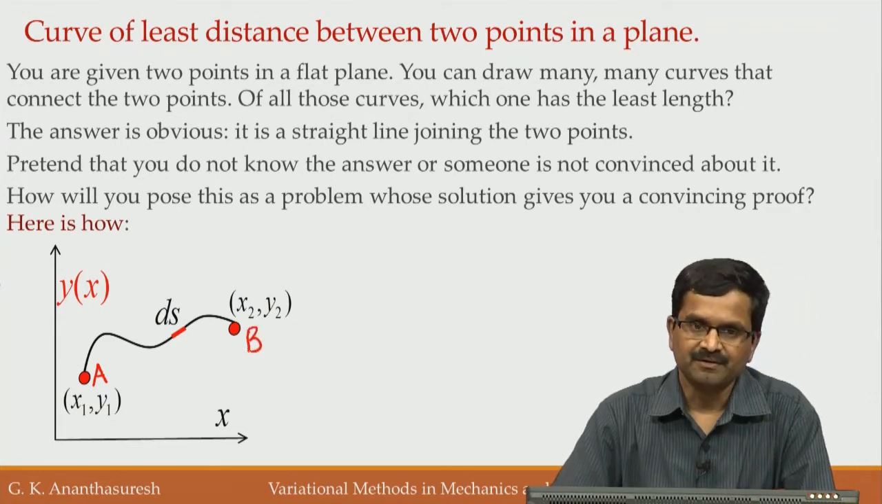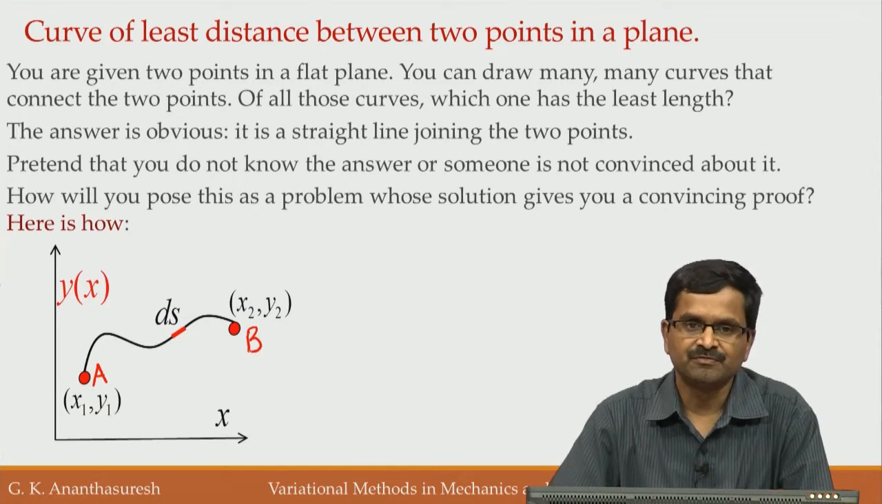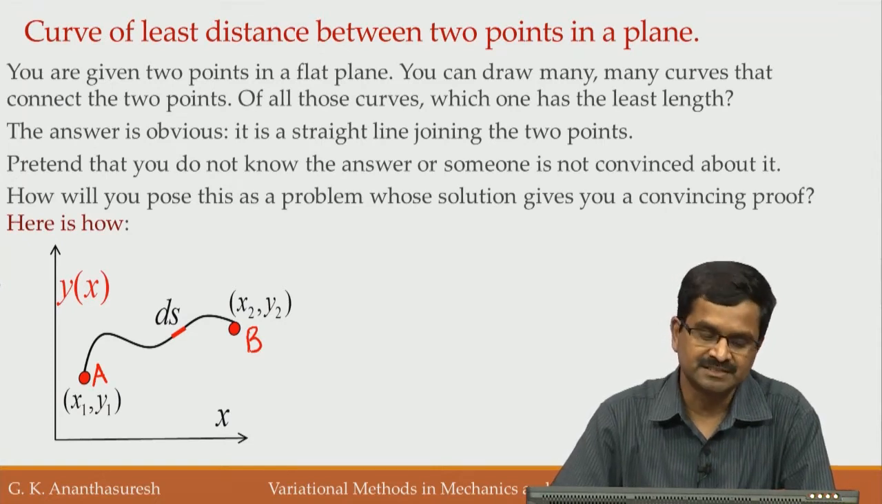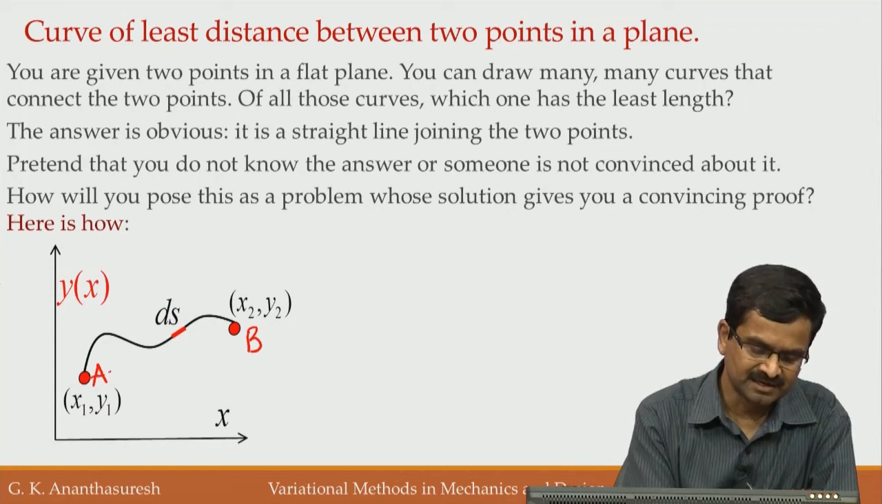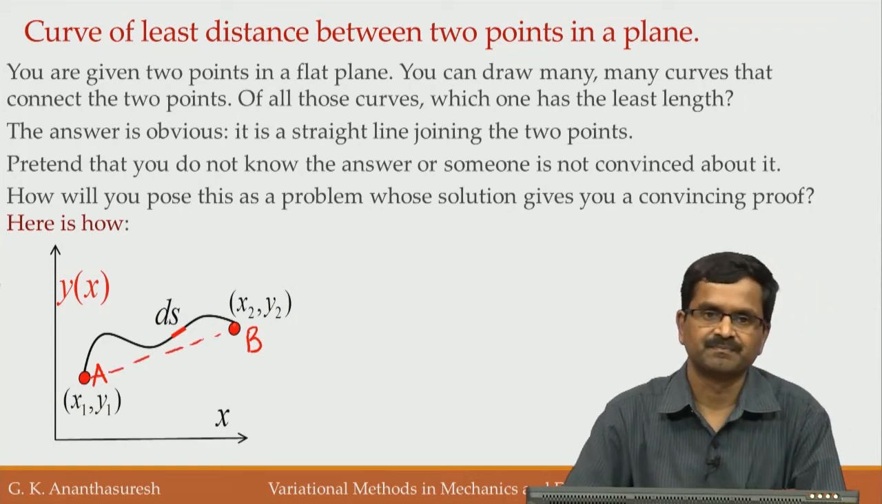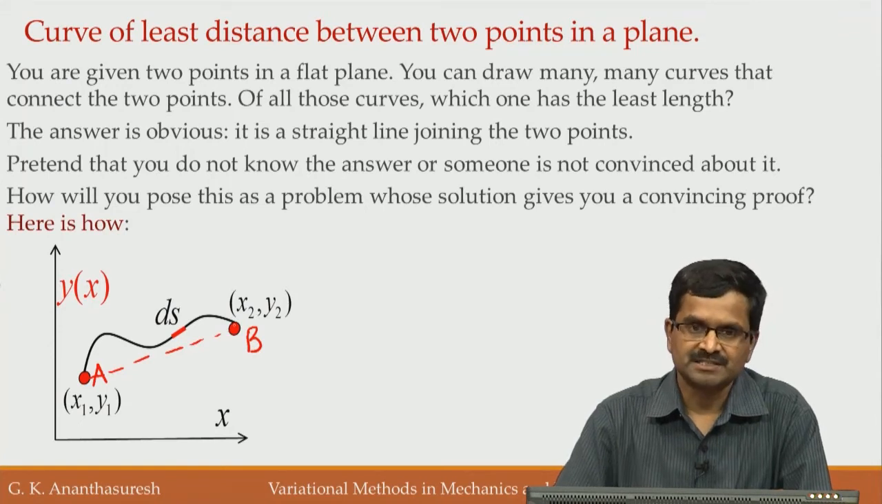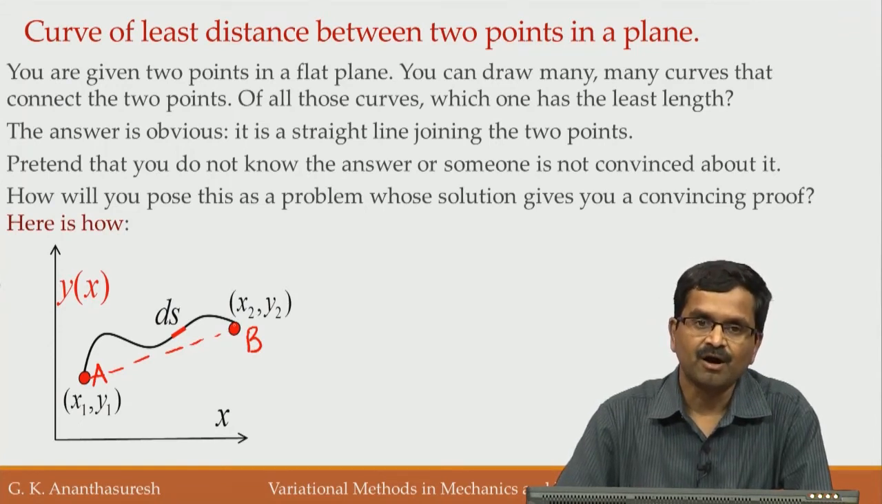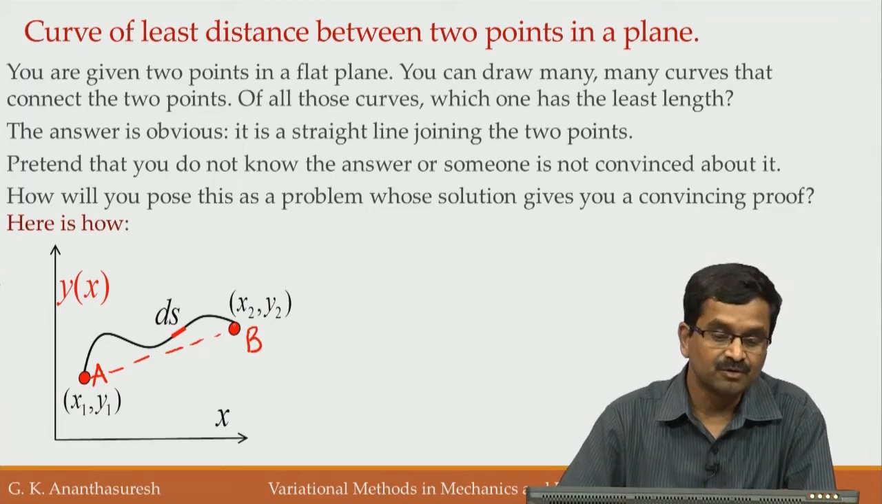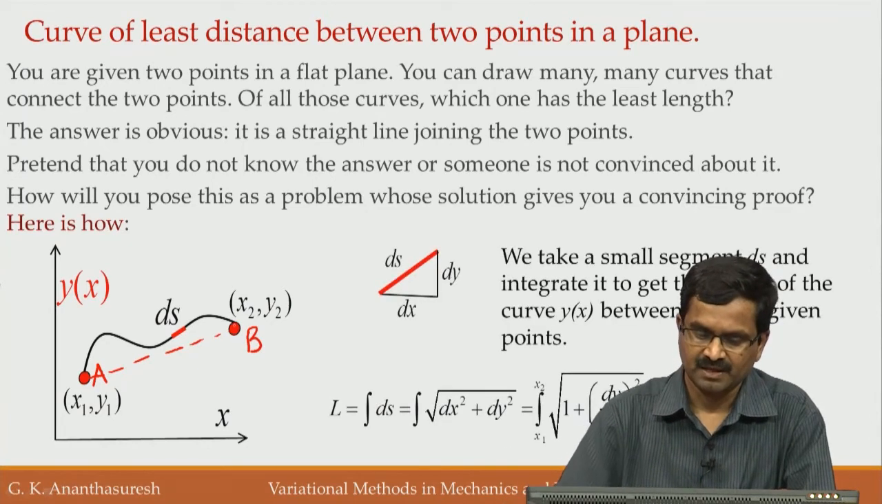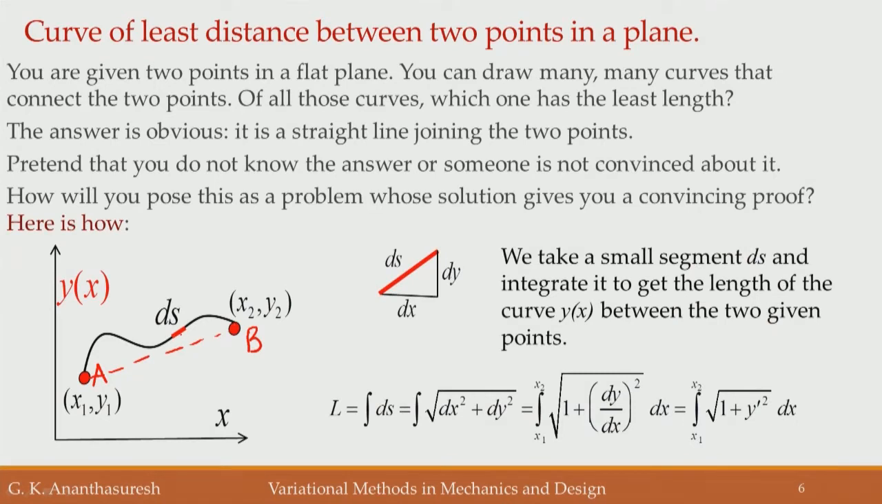Now, in a plane, you know that between 2 points, if you want to find a curve of least distance, the answer is the straight line joining the 2 points. But let us pose this as a calculus variation problem and then see how the objective function or the functional looks like. So, for that we take a small element such as the one that is shown here, call it ds, and enlarge that over here. So, the ds, and this is dx, this is dx, and this is dy.